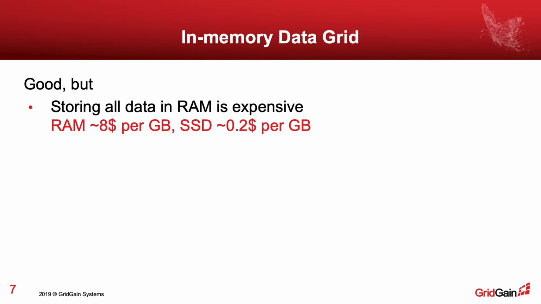Storing data in RAM in a production environment is more expensive by a factor of 40. Production-level SSD costs 20 cents per gigabyte and RAM costs $8. If you want to optimize, you may want to store only part of your data in RAM.